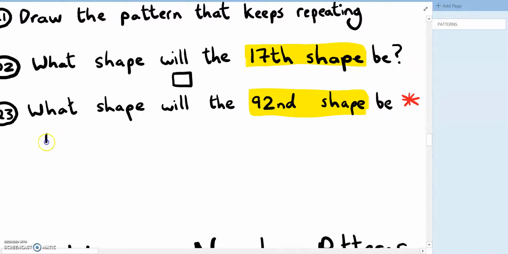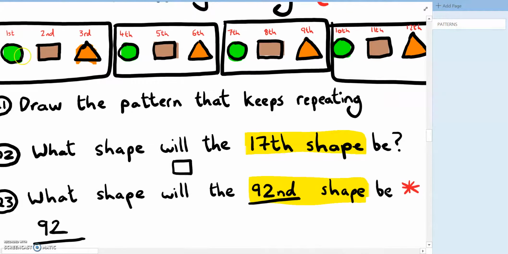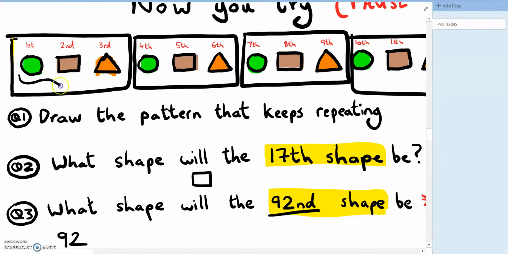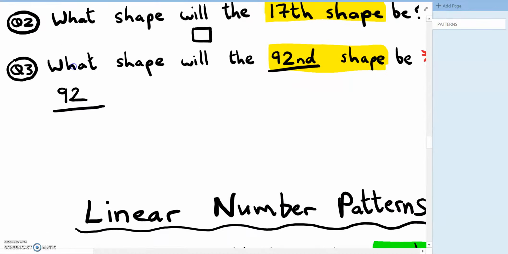So remember what I do. I get my 92, because that's what's asked in the question, and I divide by the number of shapes in the pattern. And how many is in the pattern? 3. So I divide by 3. Now when I do that, I get 30.666 or whatever. That's no good.